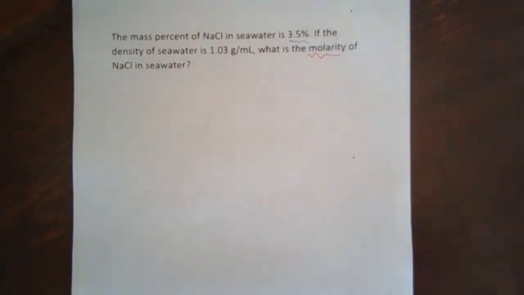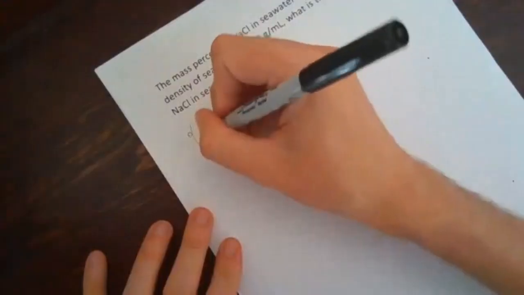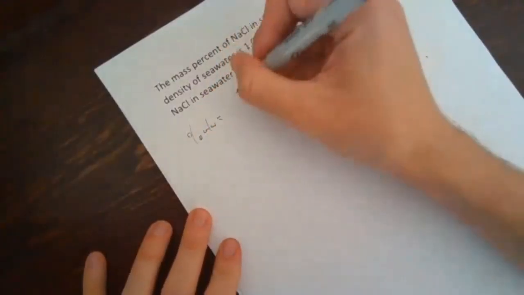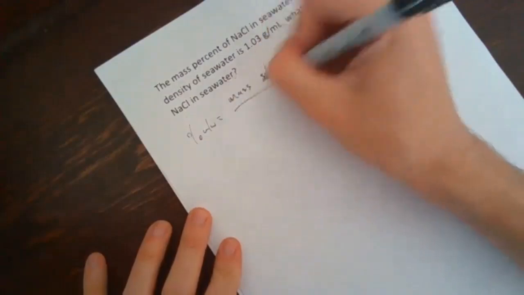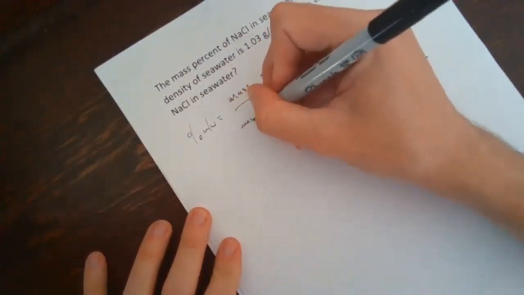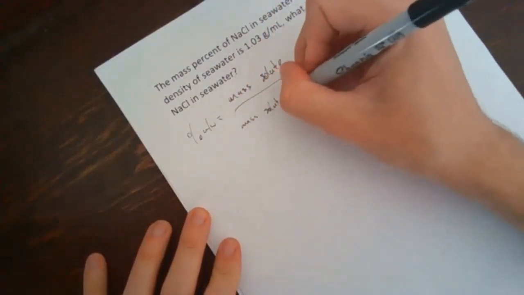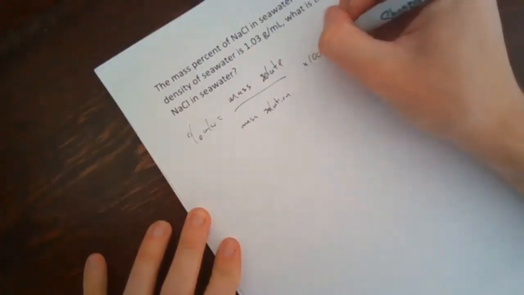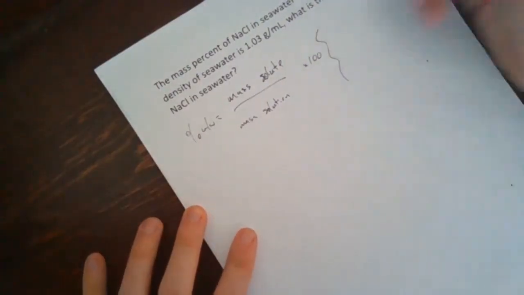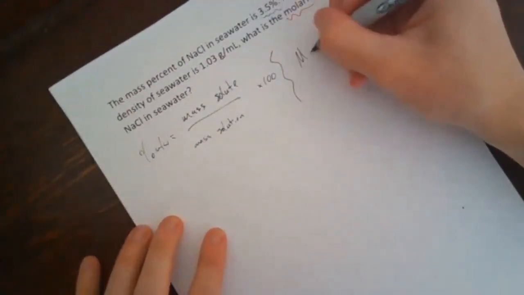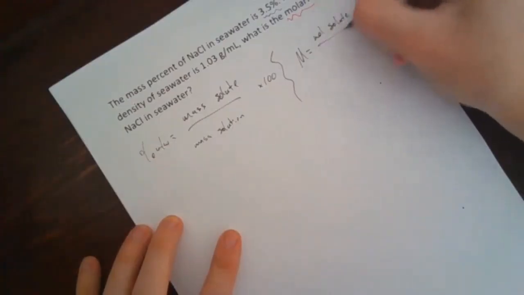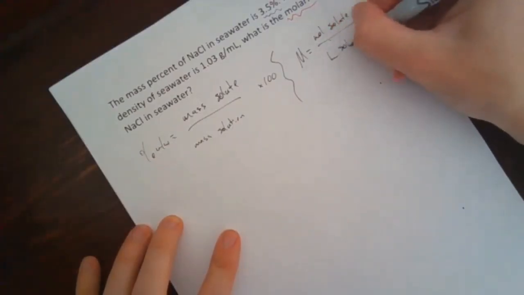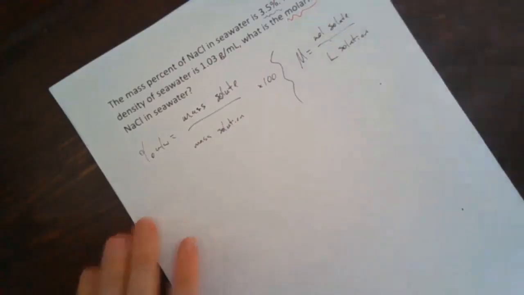So if we take this 3.5%, we know that if we have mass percent, that is mass of solute divided by mass of solution times 100. And what we want to get is molarity. And so we know that molarity is equal to moles of solute divided by liters of solution.